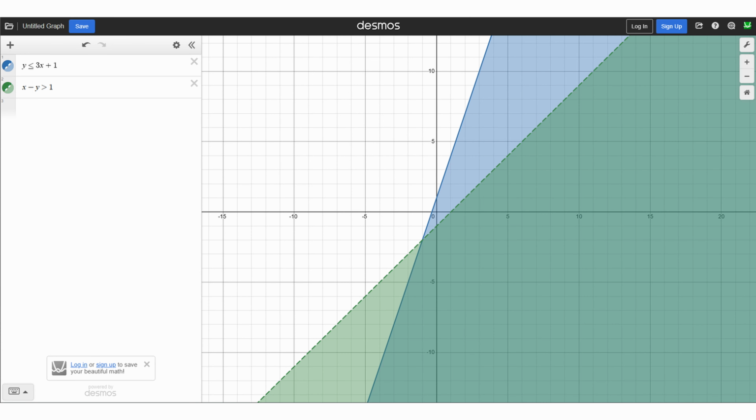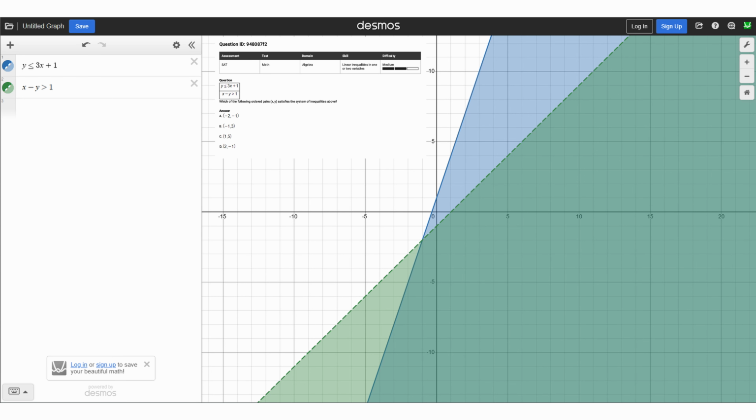Y is less than or equal to 3x plus 1. X minus y is greater than 1. And so just make sure those are on two different lines. And check it out, guys. We have this beautiful graph with these different colors on it. And we're going to just go ahead and plug in the answer choices one by one to see which one actually goes into where both of the colors are shaded.